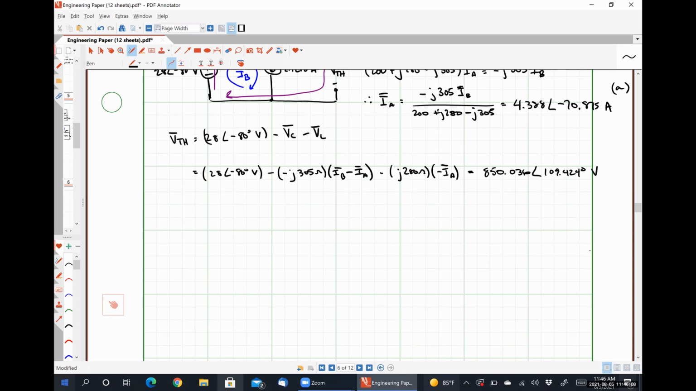So let's find the Thevenin impedance directly here. Right? So our Thevenin impedance, what we're looking at is a 200 ohm resistor.